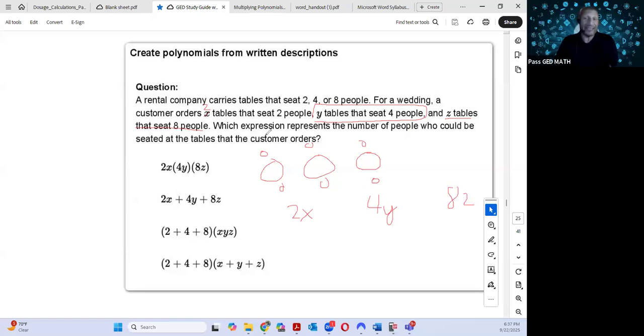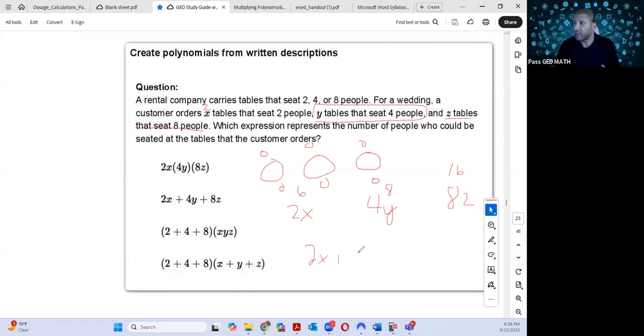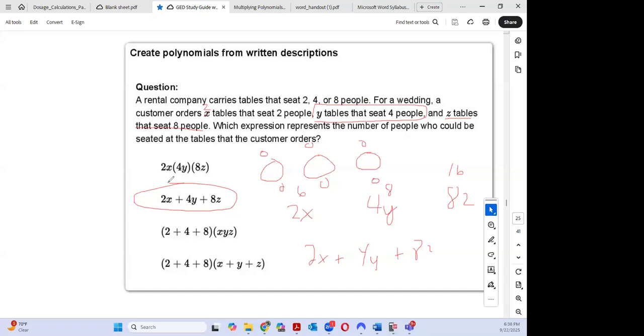What am I going to do to all these numbers? So now, again, use common sense. Say, for example, I had 6 people here, 8 people here, 16 people here. How many people would I have all together? What operation would I do? We'll add them. So 2x plus 4y plus 8z.